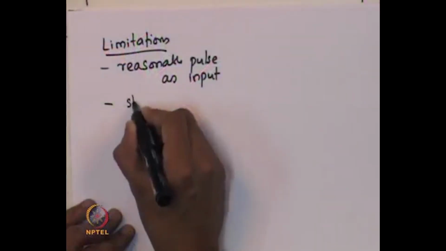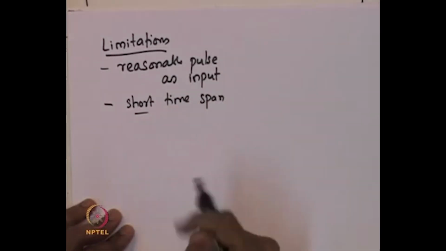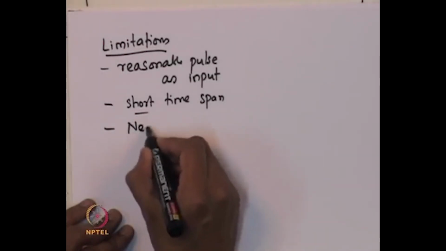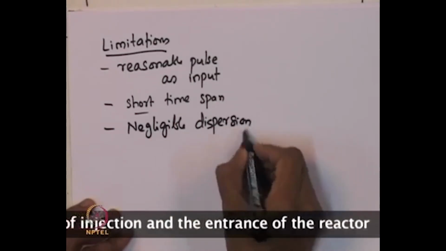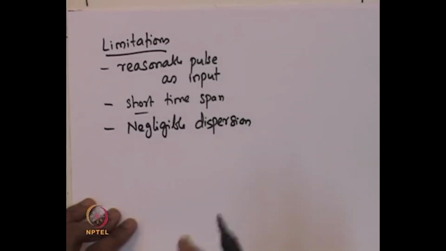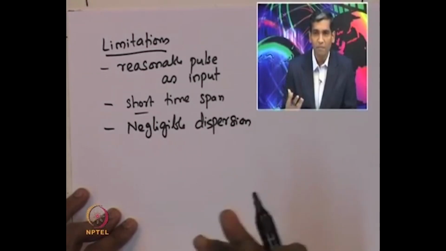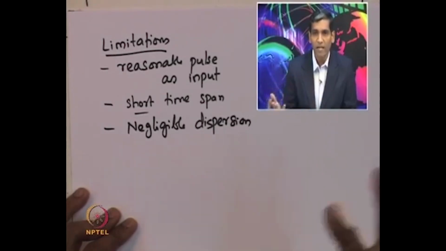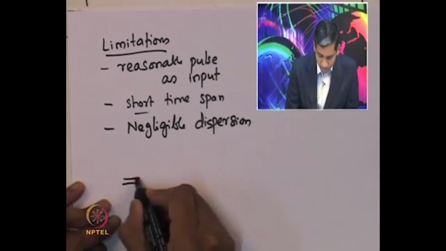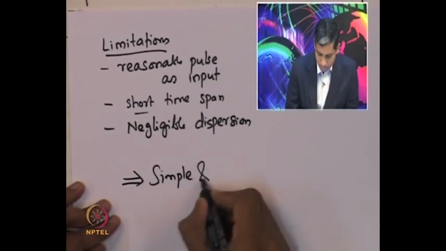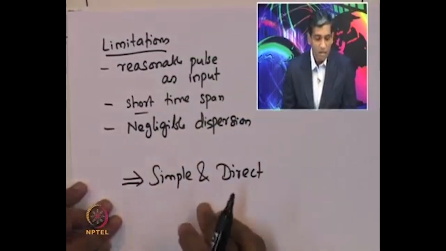So, injection has to be in a very short time, and more importantly, the reactor must have negligible dispersion between the point of injection and the entrance of the reactor, over which very limited control can actually be established. One cannot control the extent of dispersion. So, if the reactor has reasonable dispersion, then this pulse input method simply does not provide a clean way to find the residence time distribution. However, the pulse input method is a very simple and direct method, provided these three conditions are actually satisfied.